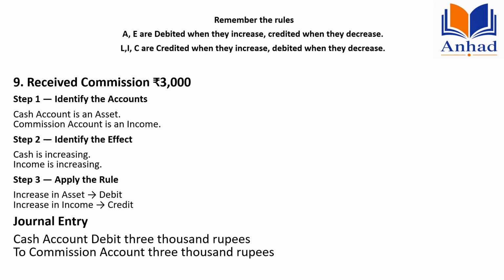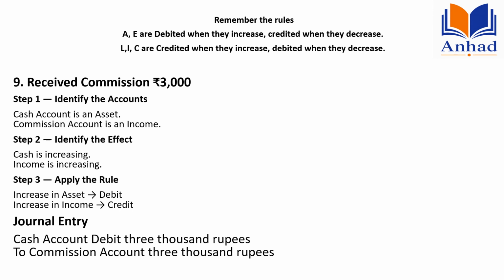Step 3. Apply the rule. An increase in an asset is debited. An increase in income is credited. Journal entry. Cash account debit 3,000 rupees, to commission account 3,000 rupees.